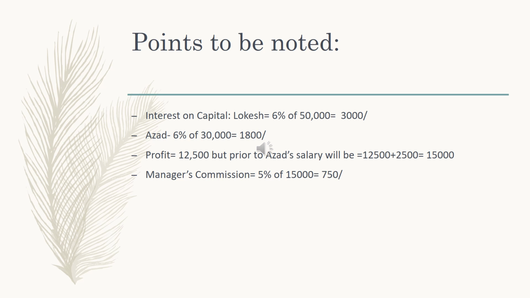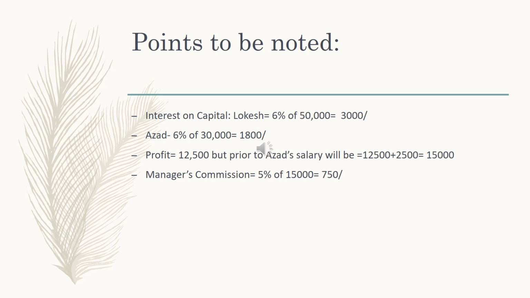Now the profit given to you is 12,500, which is after Azad's salary. So what will it be? 12,500 plus 2,500. So what was actually the profit before Azad's salary was given? It was 15,000. You know that salary is deducted from the profits whenever we are giving it. So it means 12,500 has come after the deduction of the salary of Azad, which is 2,500 given to you in the question. So we will add it back, or we will reverse the amount, to find out how much was the profit before giving the salary. That is why over here 12,500 plus 2,500 is done to get the profit, which is 15,000.